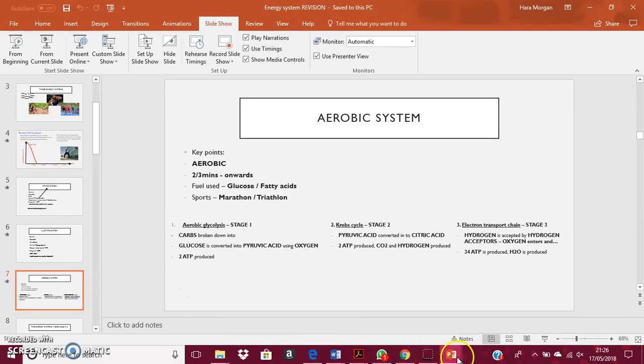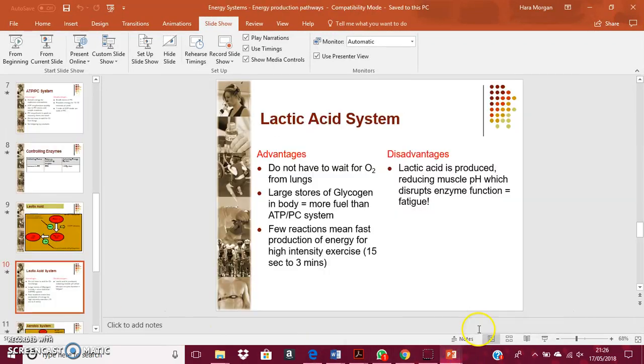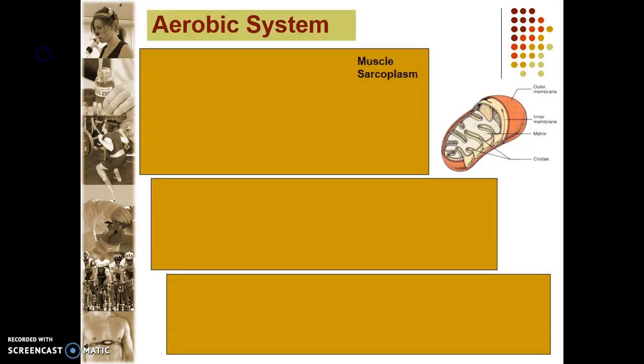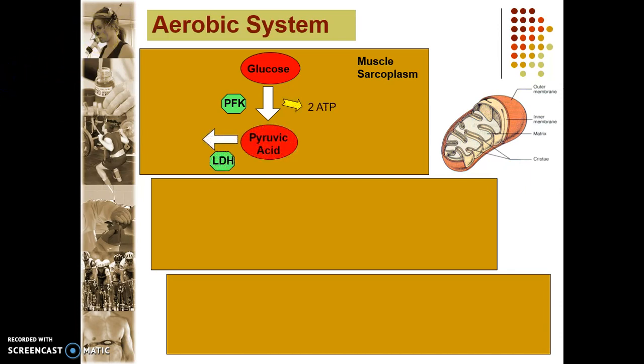And once again, I will show you on this PowerPoint, as it does simplify it for you. So aerobic system, aerobic glycolysis, because oxygen is present. So it's still the same process. Glucose turns into pyruvic acid via PFK, and we have 2 ATP produced.